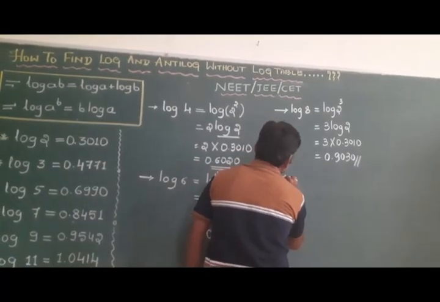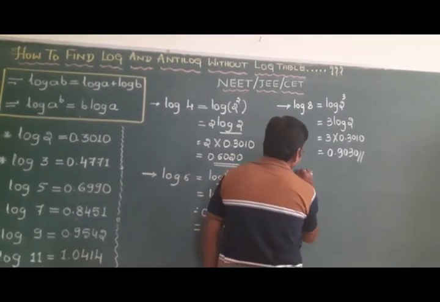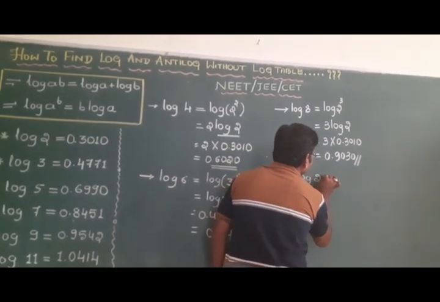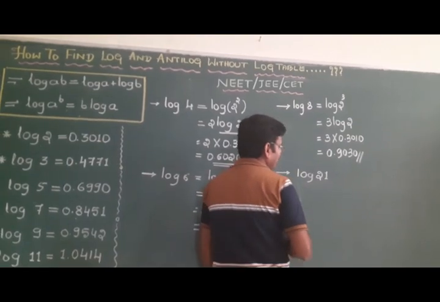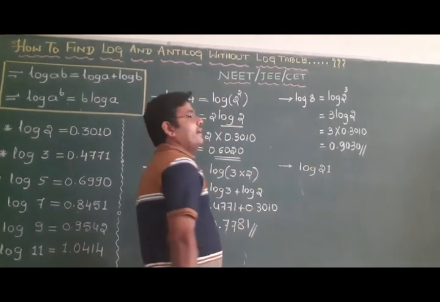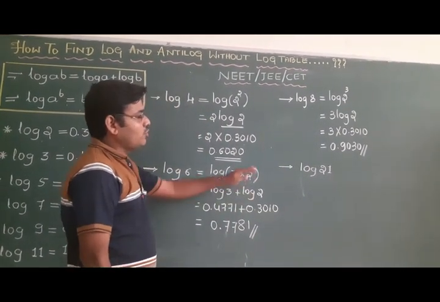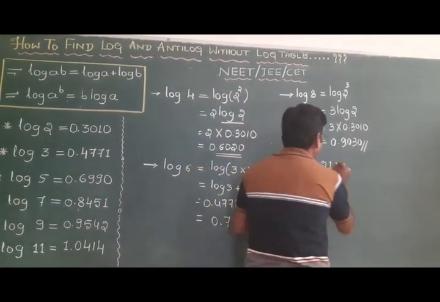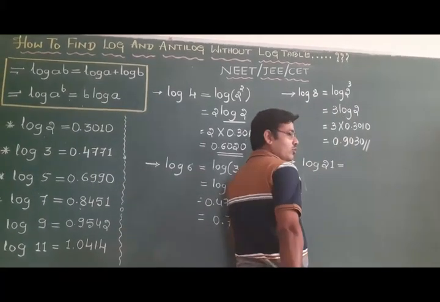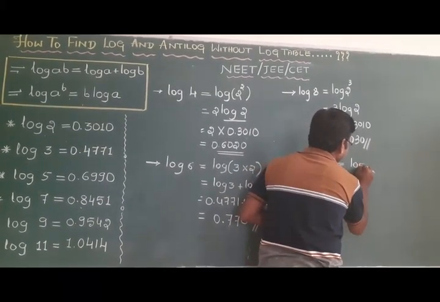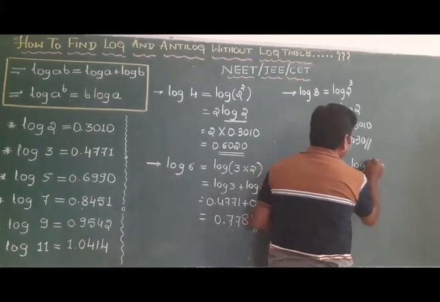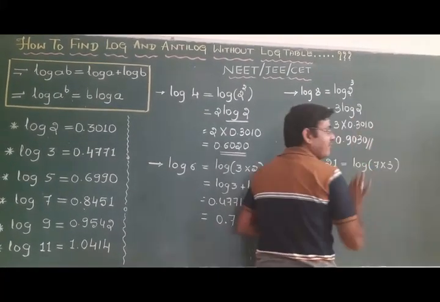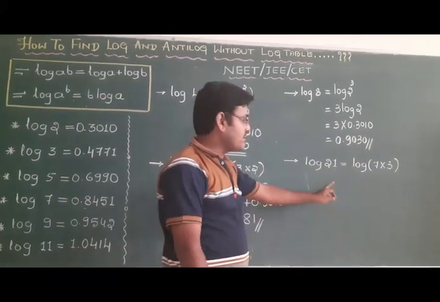Now let us take a fourth example. Let us take a 2-digit number, log 21. Let us check how to find the log value of a 2-digit number. Instead of writing log 21, let us write it in the form log 7 into 3. 7 3s are 21, so log 21 is equal to log 7 into 3.